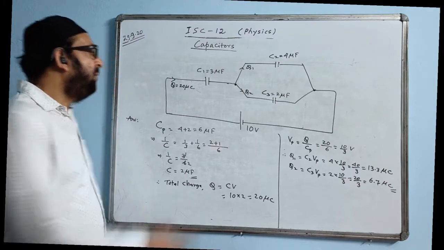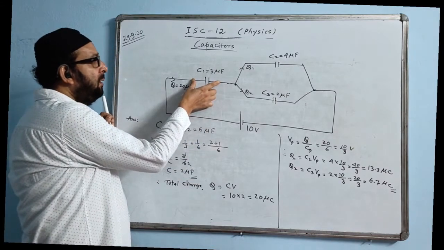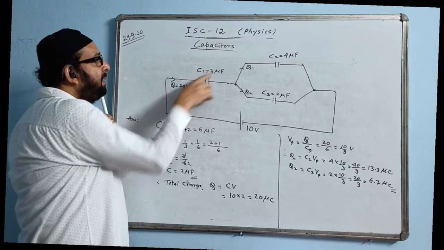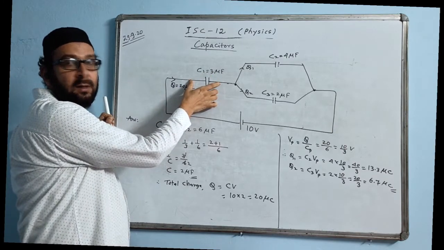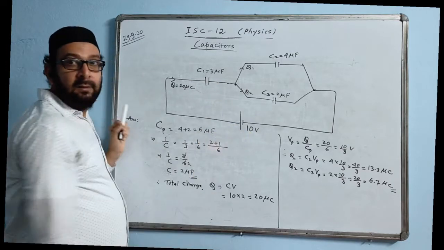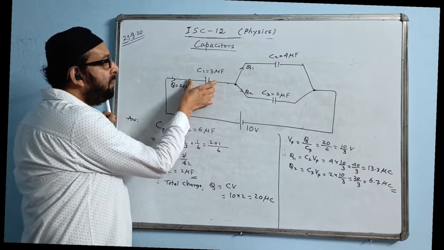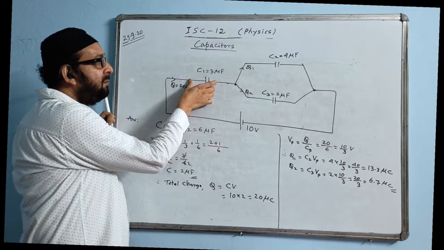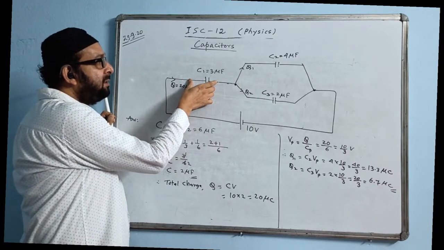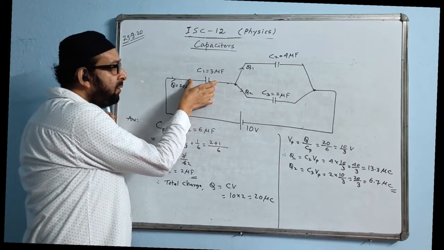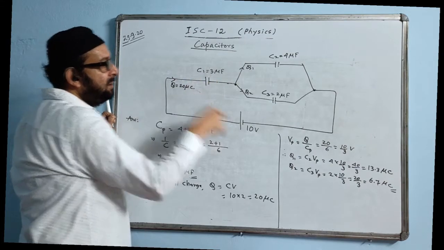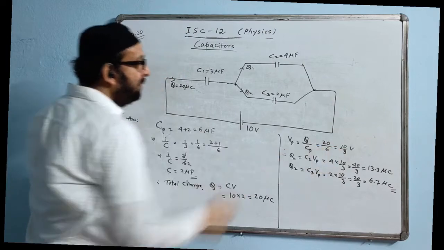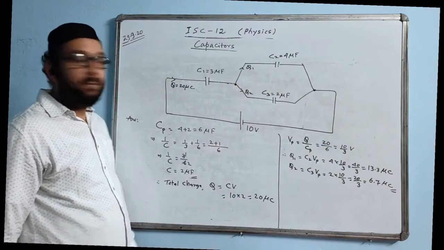How to find? We will find the voltage across this. Voltage across this will be 20 by 3, that is 6.67. And the total voltage we have is 10. So 10 minus 6.7. If you subtract, the answer will come 3.33, that is 10 by 3. That is how we can find the value of VP.